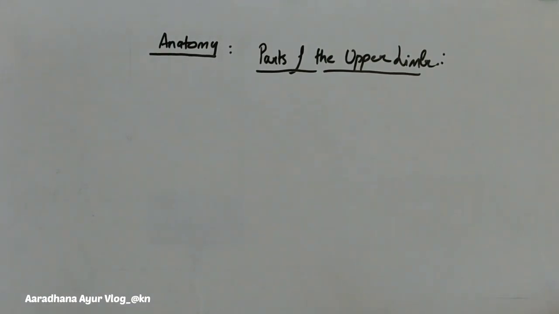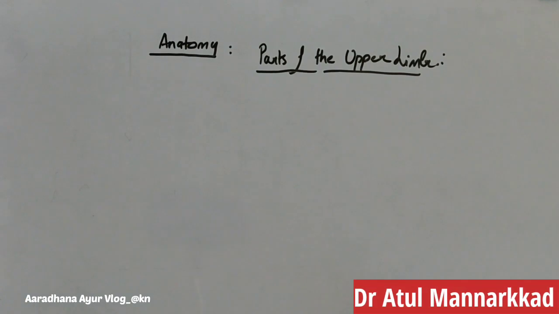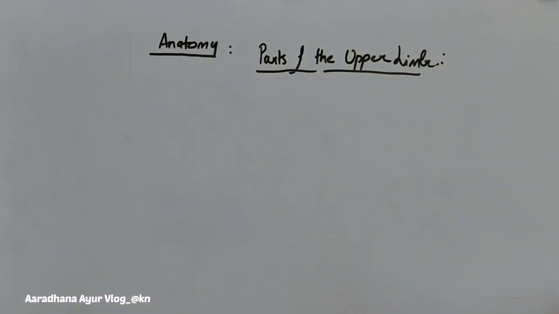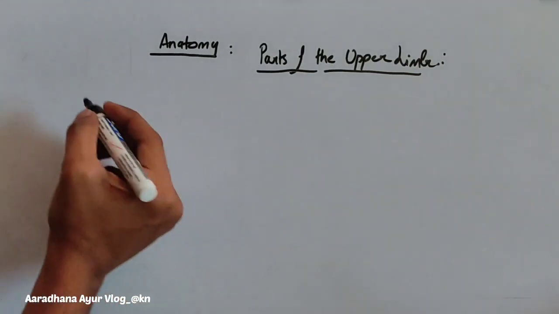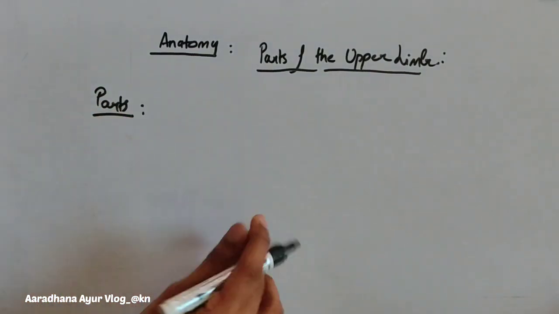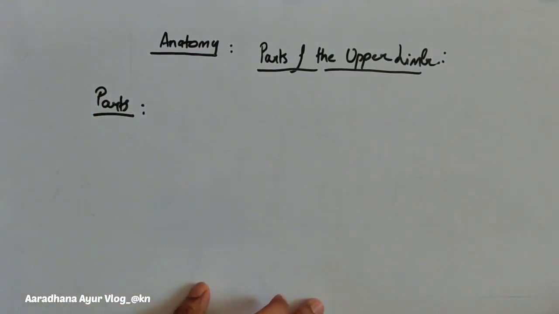Myself Dr. Atul. In this video we are going to speak on the anatomical class only. The next point is the parts of the upper limb. As you can see on the board, we are going to discuss the parts of the upper limb. The parts that come in the upper limb we will be discussing one by one, according to the region.